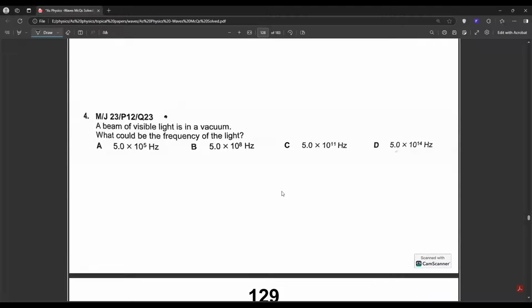A beam of visible light is in a vacuum. Perfect. So the speed is what? 3 × 10 to the power of 8 m s^-1. Perfect. What could be the frequency of the light? So the best method to do it is to remember that visible light has wavelengths between what, 400 nanometer to 700 nanometer. If your wavelength is 400 nanometer, can you calculate the frequency?